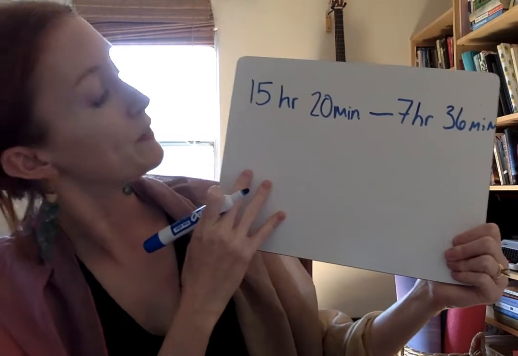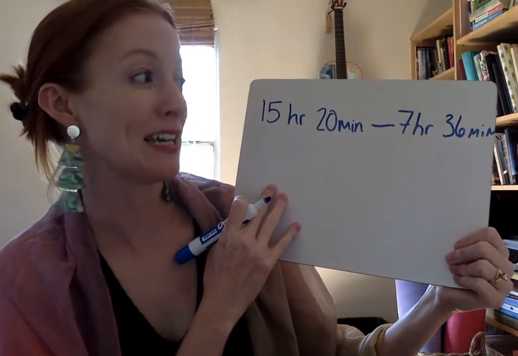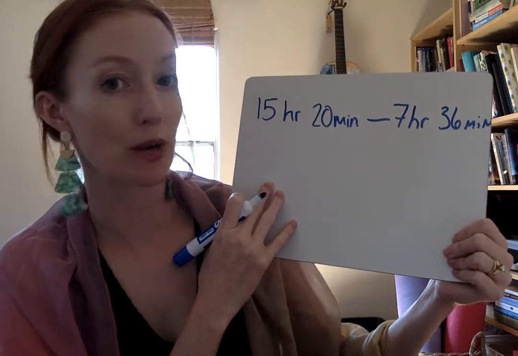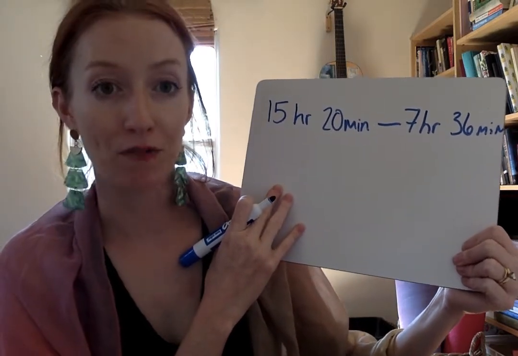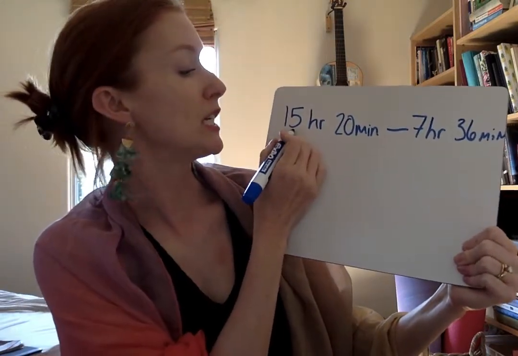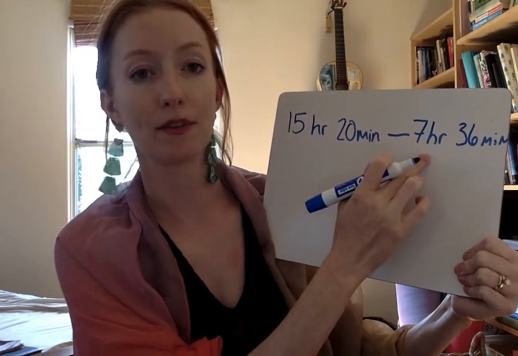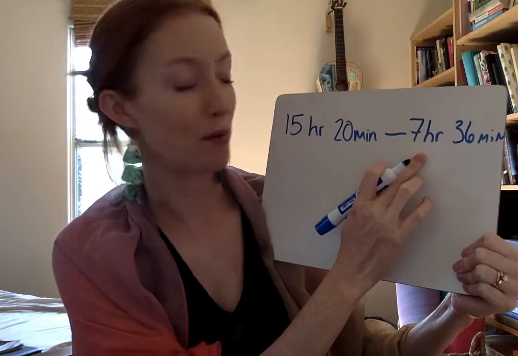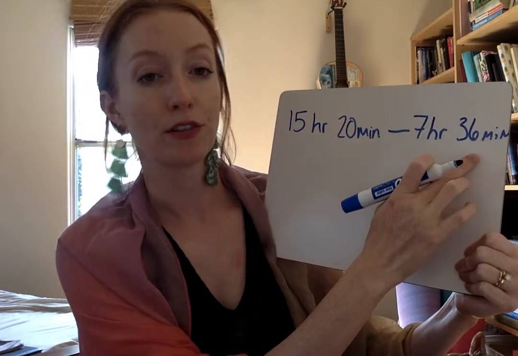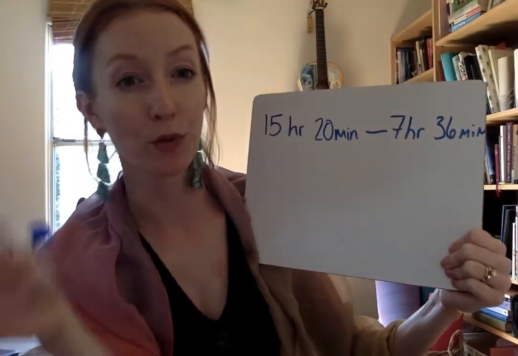Okay. So I want you to look at this problem. Let's read it together. 15 hours and 20 minutes minus 7 hours and 36 minutes. Just a regular subtraction problem involving time. Okay, so if we were to subtract 15 minus 7, we can do that easily. The 15 is larger than the 7, right? Here's where we run into our problem. 20 minus 36. The 20 is not larger than the 36. So we've run into a problem. We're going to need to regroup.